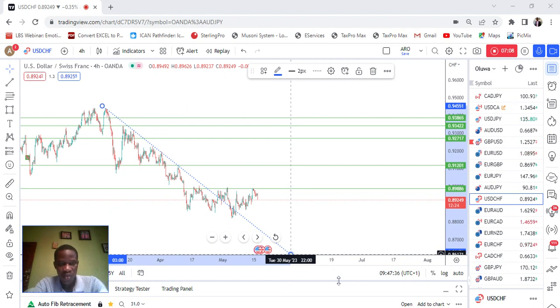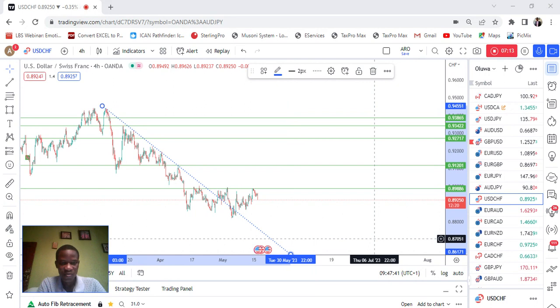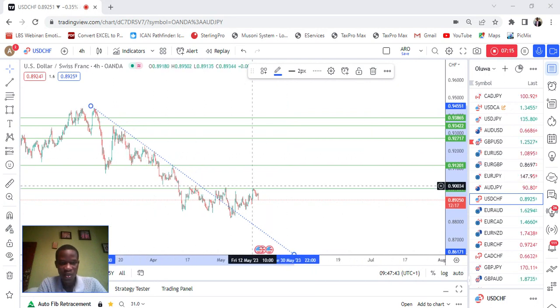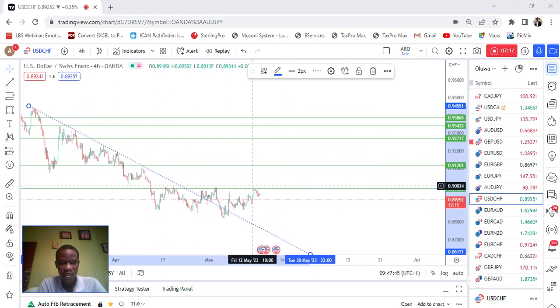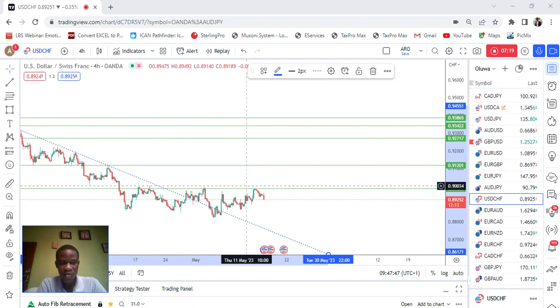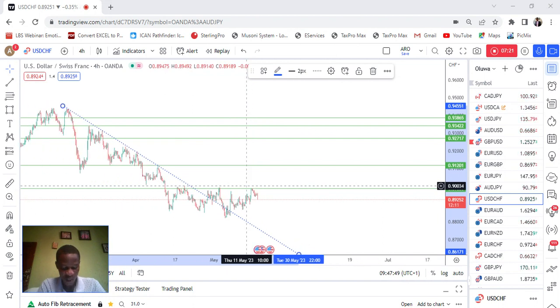So there is a break on the trend line, but the market is still raging. So you can see that this is an example of a trend market.